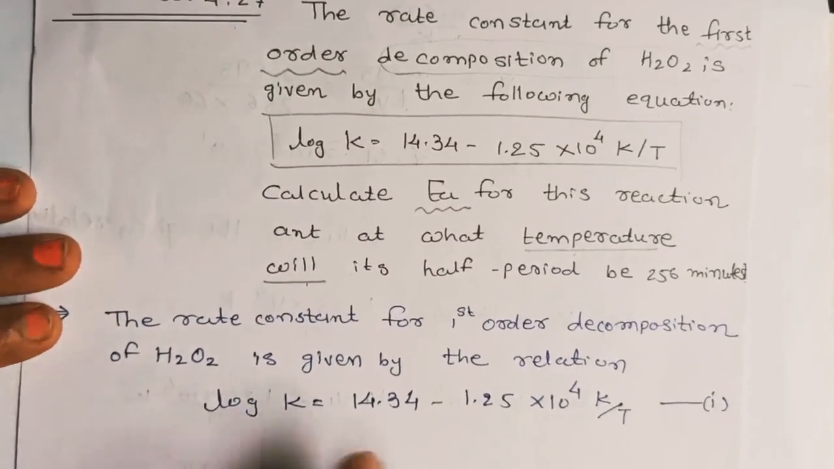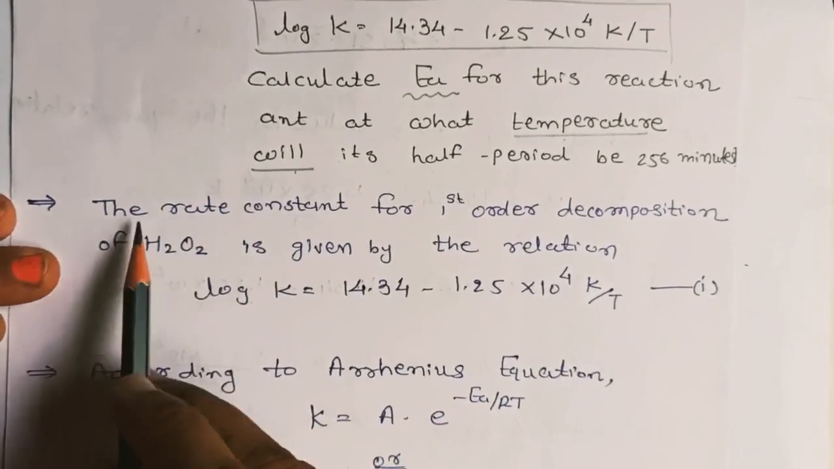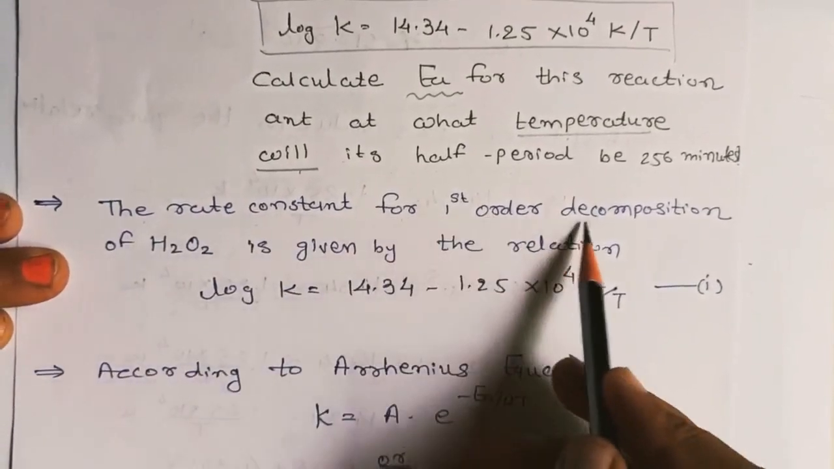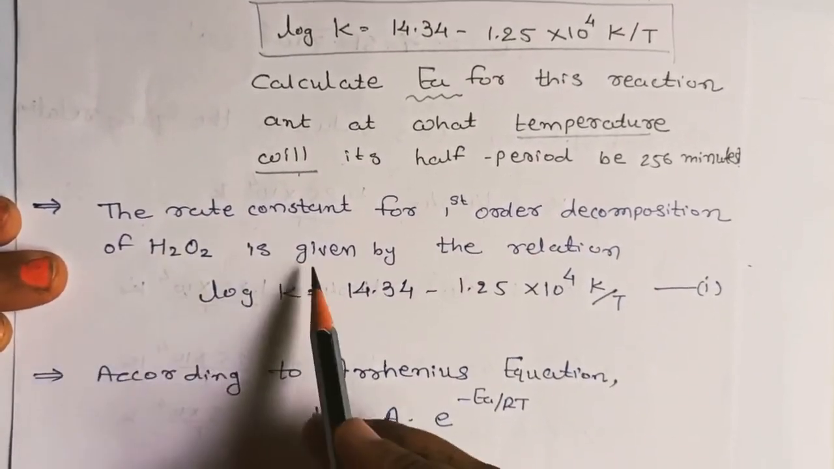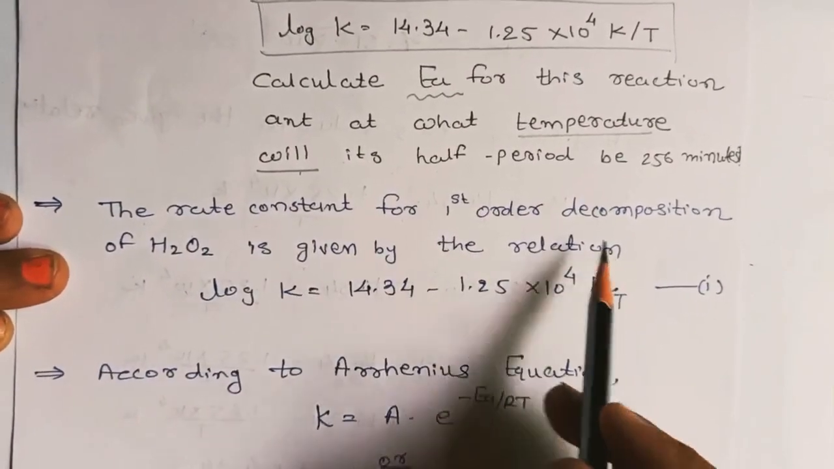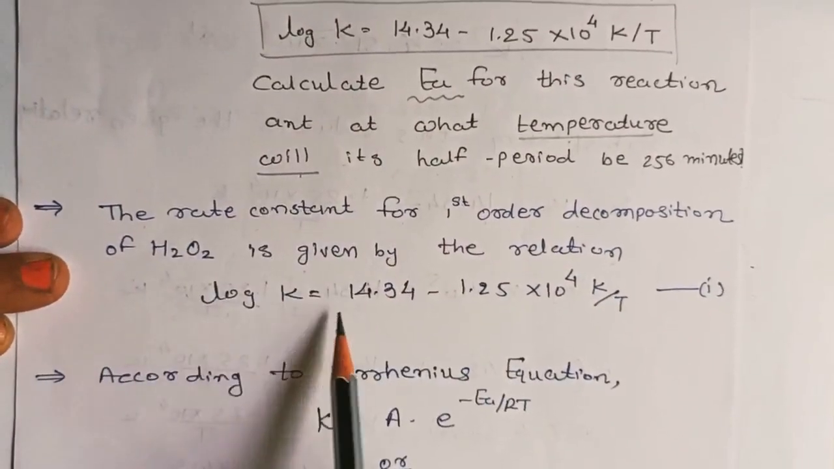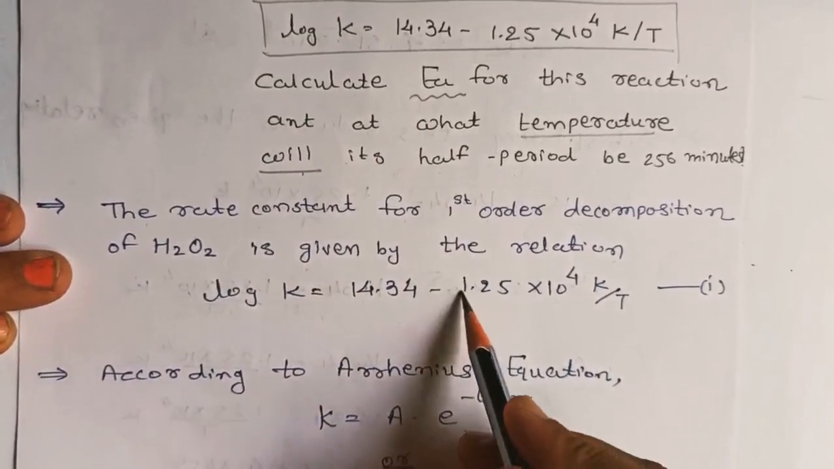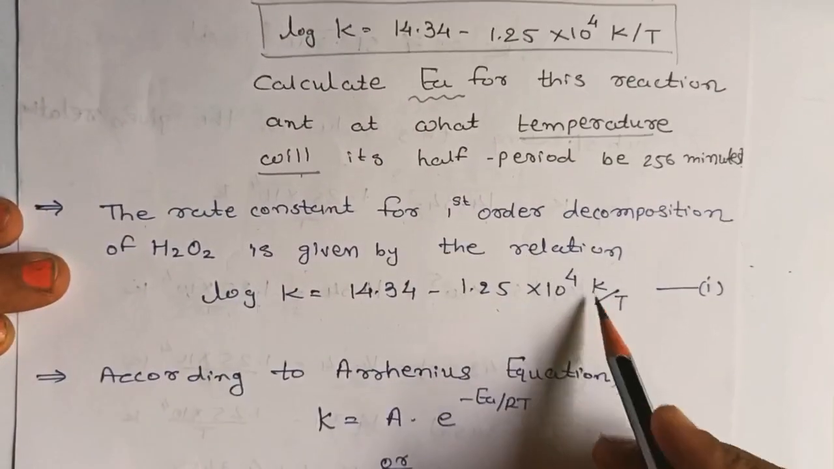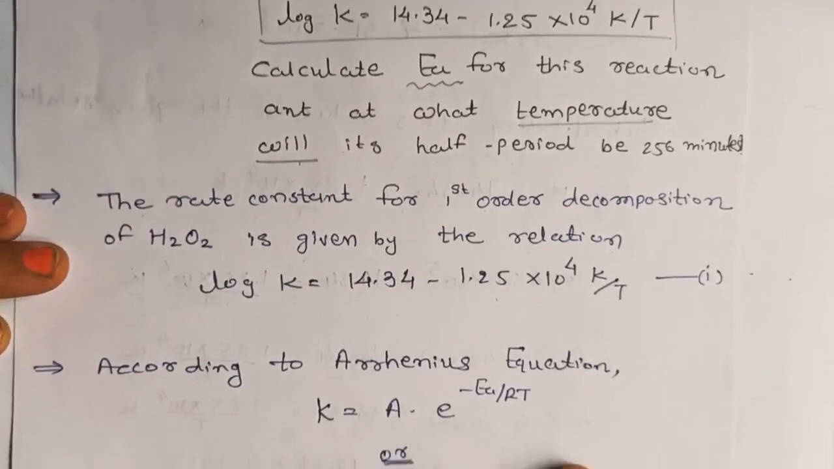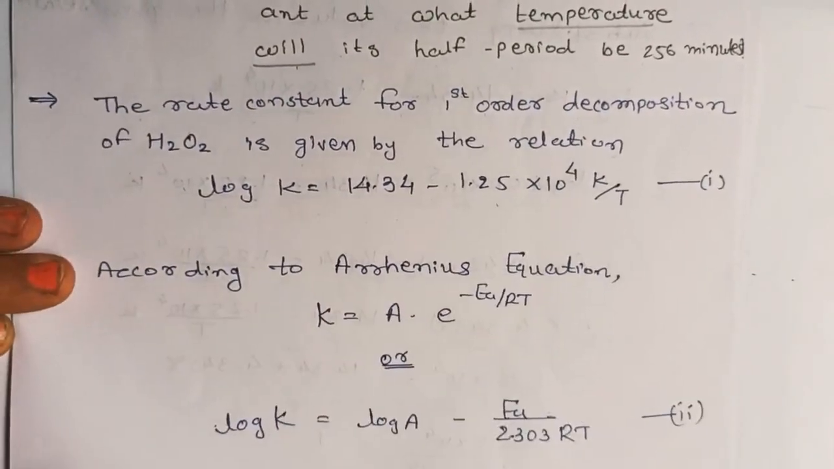So first of all, write the given equation. The rate constant for first order decomposition of H2O2 is given by the reaction. The reaction given is log K is equal to 14.34 minus 1.25 into 10 to the power 4 Kelvin by temperature, right? Give it a number.